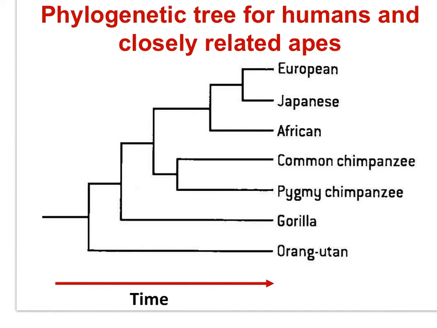Here is a phylogenetic tree for humans and closely related apes. Humans and chimps have a common ancestor here. Humans and gorilla have a common ancestor here. Chimps and gorilla share the same common ancestor that humans share with gorilla. Humans, chimps, and gorillas are all equally related to the orangutan. The common ancestor of all four groups is here.